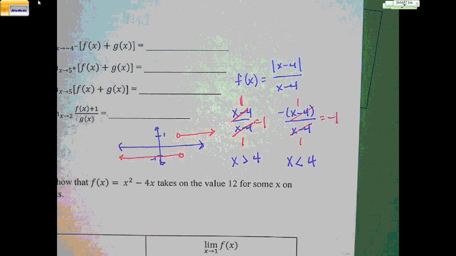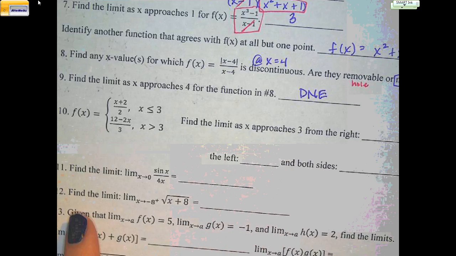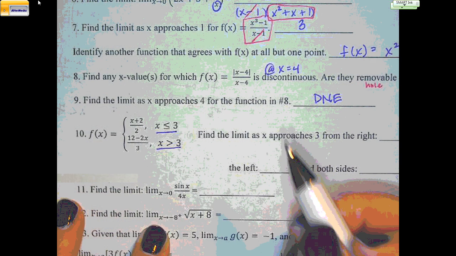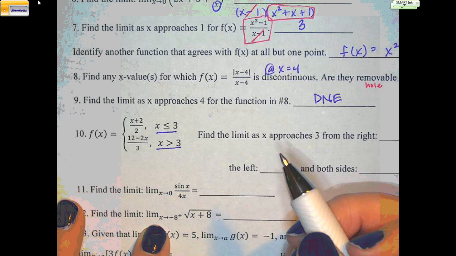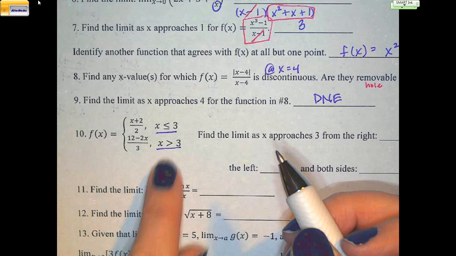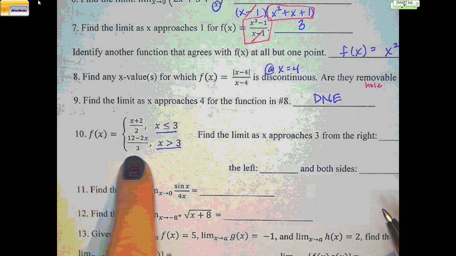Okay. I'll move on. Number 10. Piecewise function. Find the limit as x approaches 3 from the right. Here are our restrictions. X is less than 3, x is greater than 3. Which one are the numbers on the right? X is greater than 3, the one on the bottom. Okay, I've established which equation I need to use. What do I do with it?